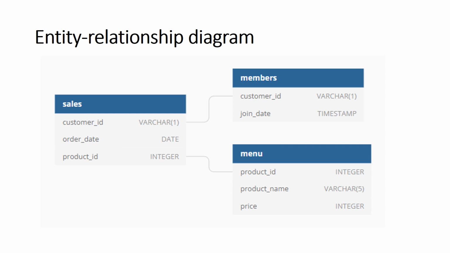In the members table, customer ID with data type varchar 1, join date with the data type timestamp. And in the menu table, there are three variables which include product ID with the data type integer, product name with the data type varchar 5, and price with the data type integer.